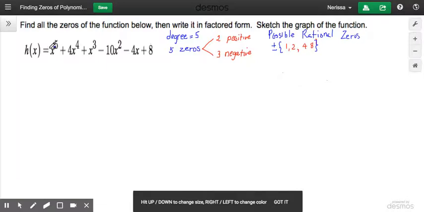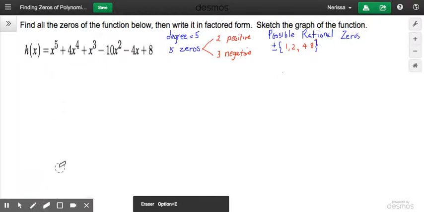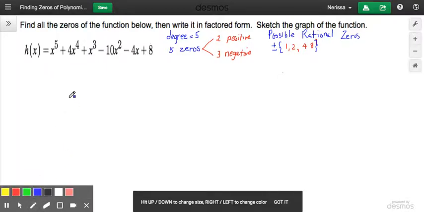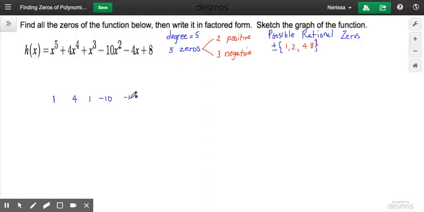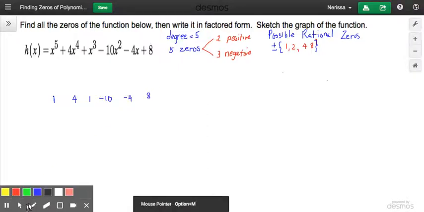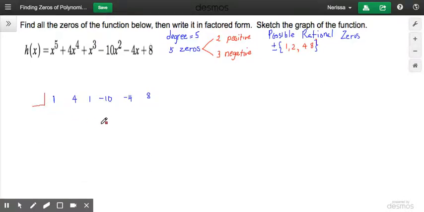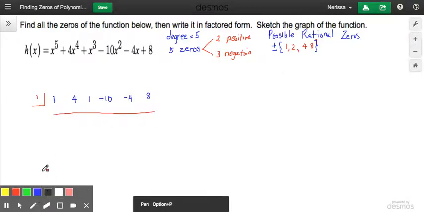So we take the coefficients. This is 1, so we'll put 1. Oh, I'm going to put the factored form there. So begin with 1, and then 4, and then 1, and then negative 10, negative 4, and then positive 8. As usual, we are going to try if 1 is a 0. So if 1 is a 0, we should get a 0 in the end. So let's use synthetic division.